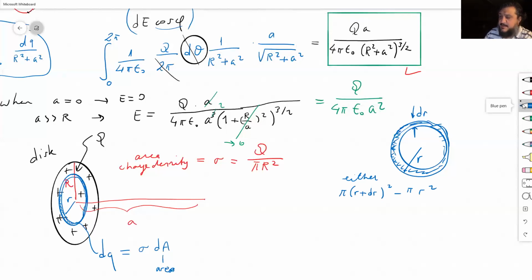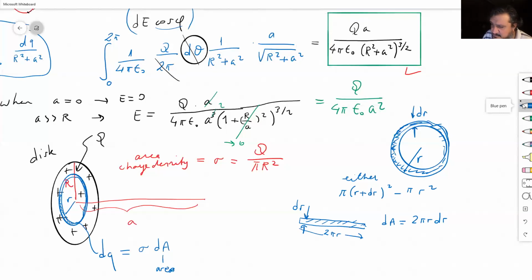You can either do this, or you could imagine you cut this and open it up. If you take a pair of scissors and open this up, you will have a rectangle with thickness dr and length 2 pi r. So the area of a rectangle is simple. It's just one side times the other one. So dA would be 2 pi r dr, right?